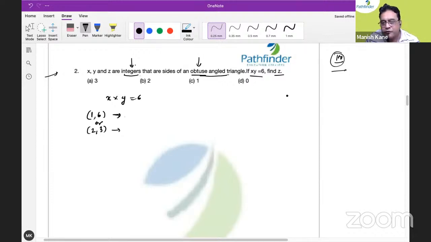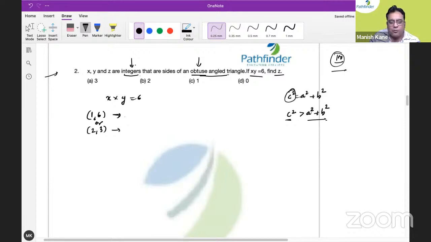And what is the condition for obtuse angled triangle? See, by Pythagoras theorem, c square is equal to a square plus b square. Here the biggest angle is c, right? But in an obtuse angle triangle, c square will be greater than a square plus b square, and the biggest angle will be again c.